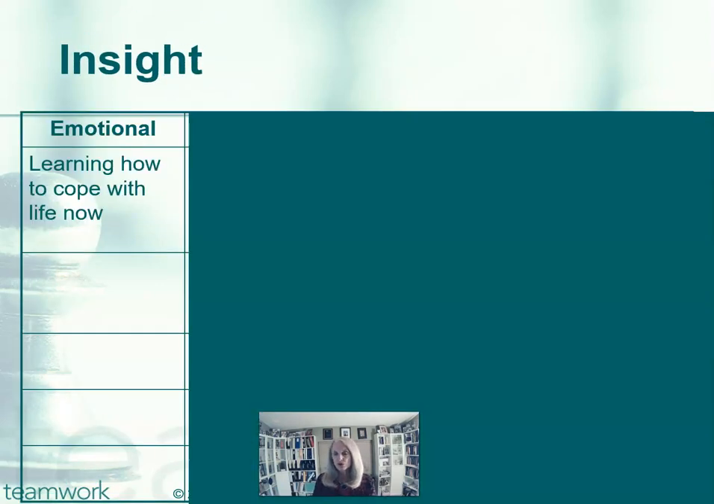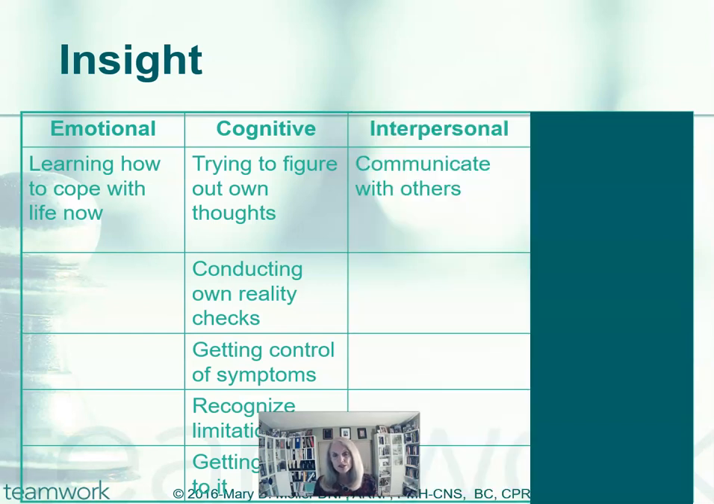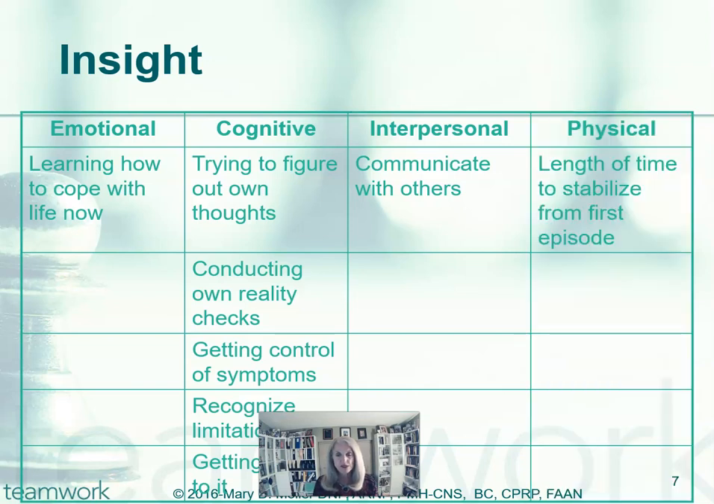Okay, in Insight, or at the bus depot, emotionally learning how to cope with life, cognitively trying to figure out their own thoughts, conduct their own reality checks, getting control of symptoms, recognizing limitations, and just getting used to it. Interpersonally, learning to communicate with others. And physically, this is a year-long process to try to get some energy back.